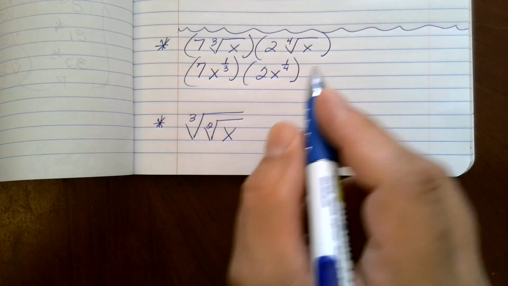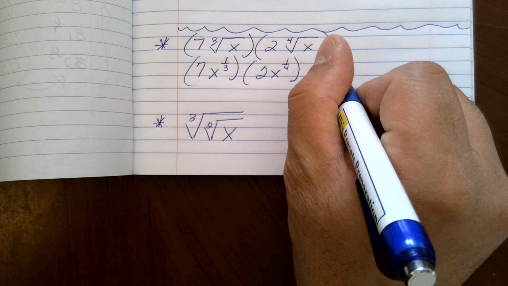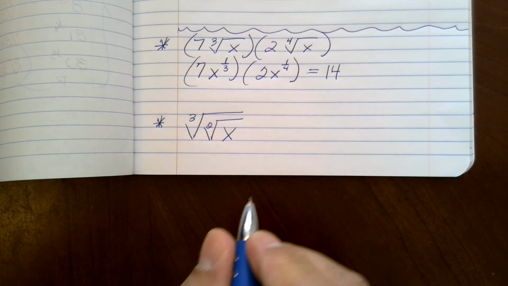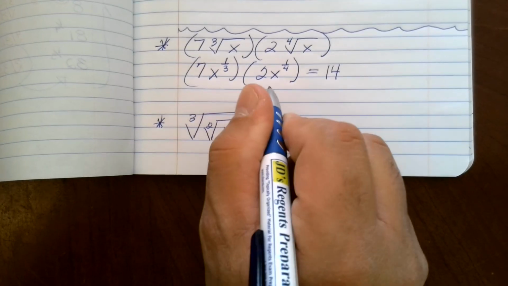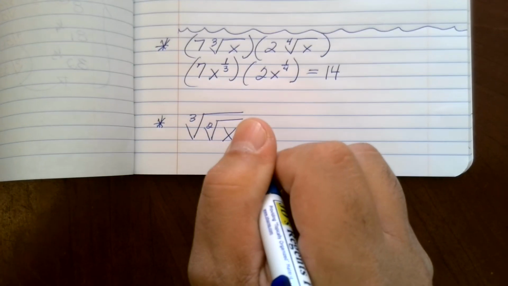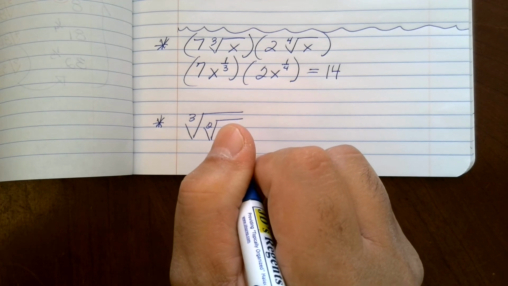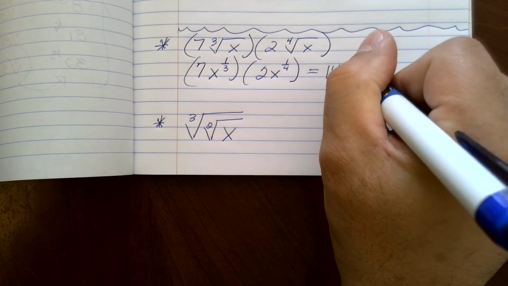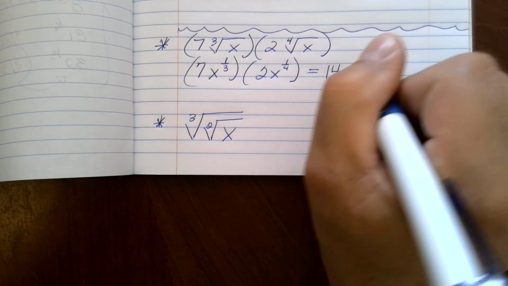And I know 7 times 2 will give me 14. And I know when my bases are the same, I add my exponents. What's 1/3 plus 1/4? A lot of people have a problem with this. What's 1/3 plus 1/4? 7/12. I believe it's 7/12. So it would be x to the 7/12.